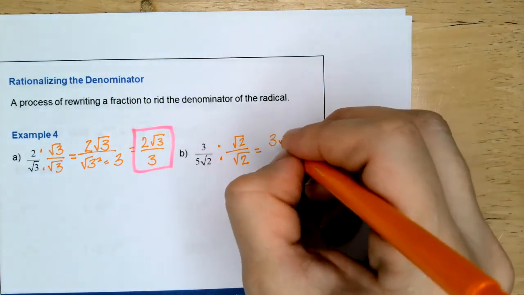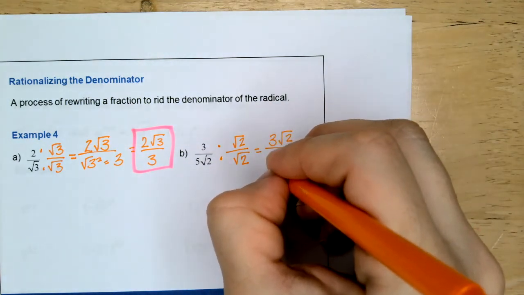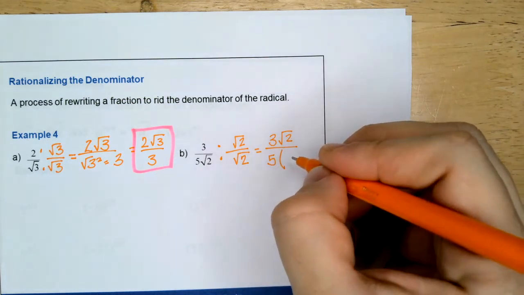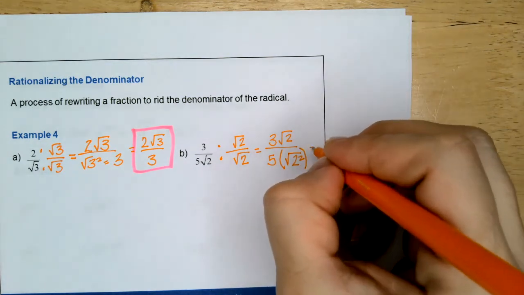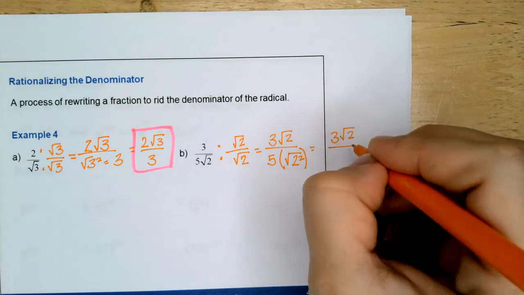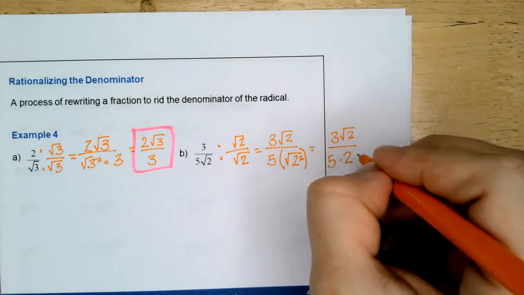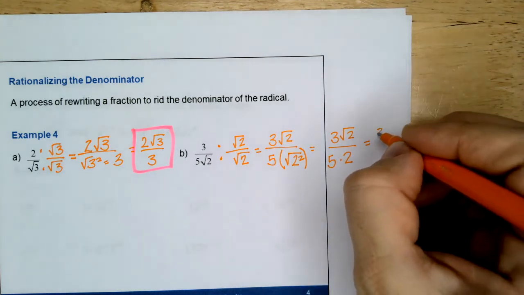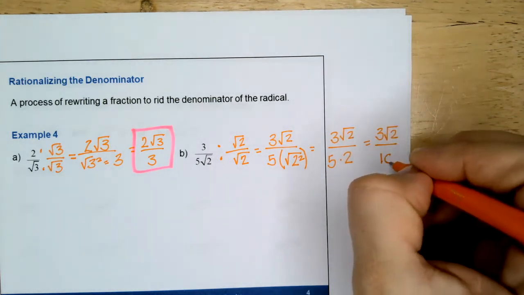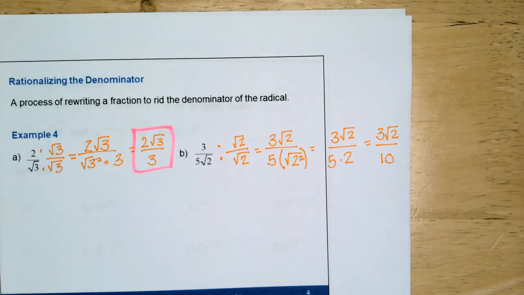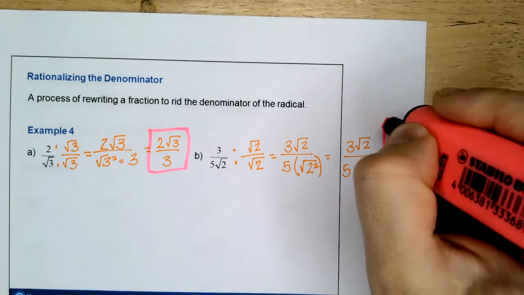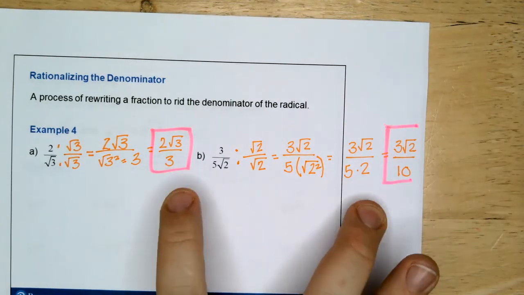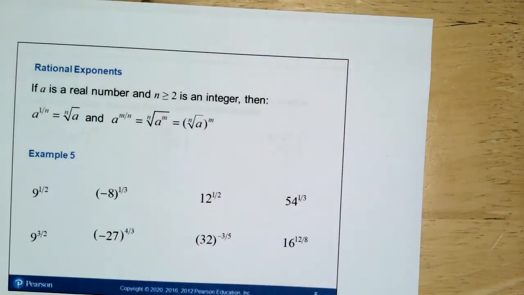So that becomes 3 square root of 2 on the top, and then 5 times the square root of 2 times the square root of 2 is 2, right? The square root of 2 squared, which is 2. So that finally is 3 square root of 2 over 10. Is that okay? Does that make sense? We made that square root of 2 into a perfect square. The denominator does not have a radical in either example now.